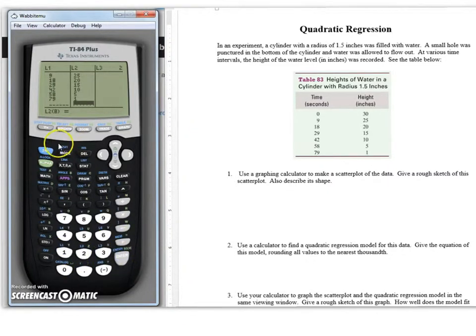And now we'll push second y equals, and that pulls up the stat plot menu, and we'll hit enter on plot 1 and we'll turn it on, and it's set to a scatter plot, which is good for L1 and L2. That's where our data is. And then we'll just do zoom. Well, before I do that, let me make sure I have no functions in there. So then zoom, and then it's number 9, which is zoom stat. And that makes the calculator make a nice picture.